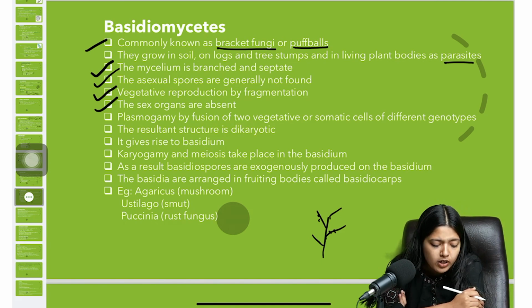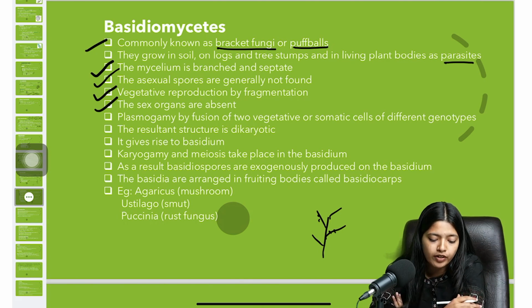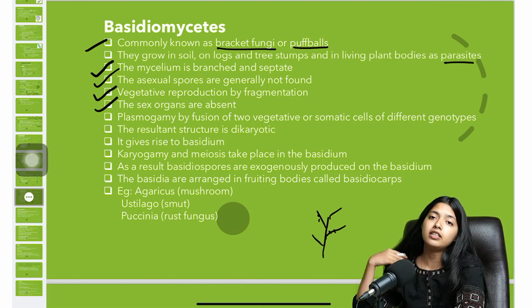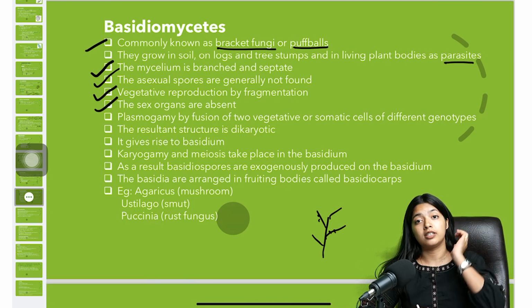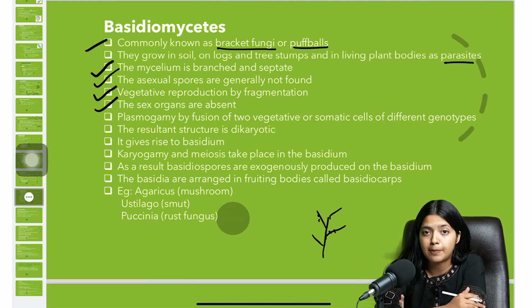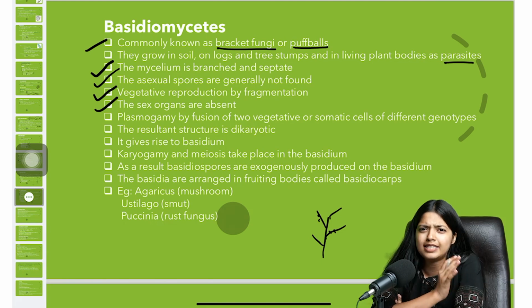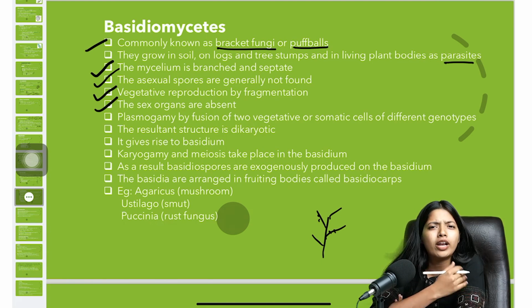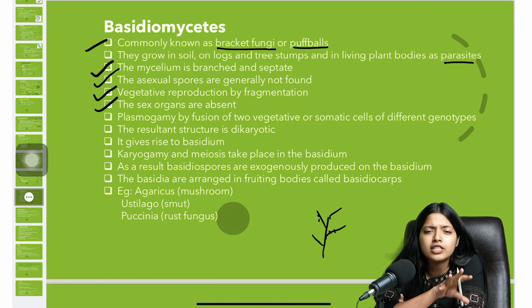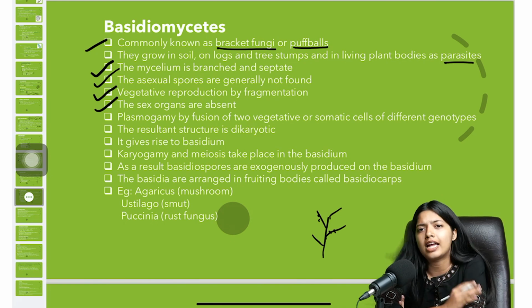Now, plasmogamy by fusion of two vegetative or somatic cells of different genotypes. Here sex organs are absent, but still the reproduction occurs. Any part of the vegetative plant body, any somatic cell, can be used. There are no special cells for reproduction.